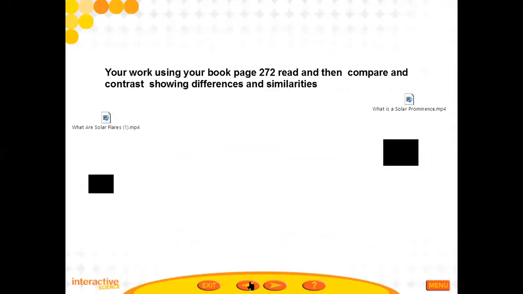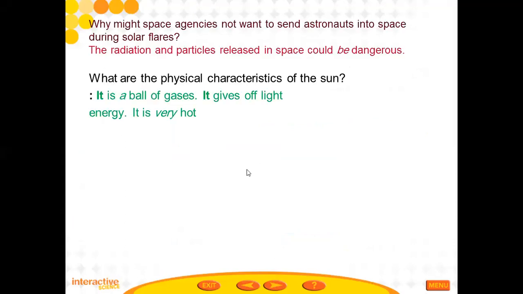You can use your book to answer these questions. Compare and contrast in your notebook, showing the similarities and differences between prominences and flares. Why might space agencies not want to send astronauts into space during solar flares? We see solar flares are explosions that send out particles and waves. This radiation, these particles released in space, could be dangerous.